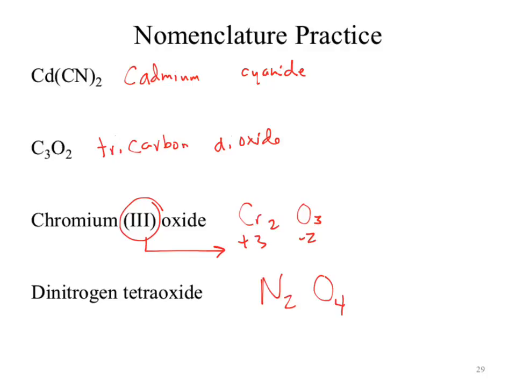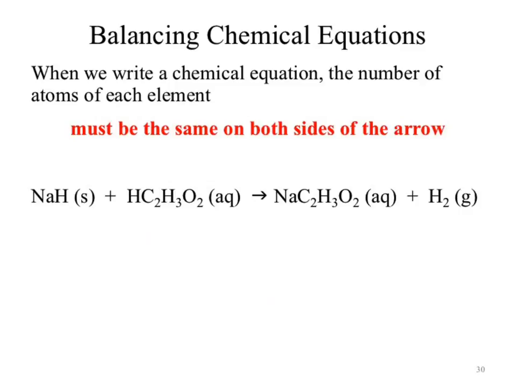There's a very steep learning curve on nomenclature. You have to do a lot, but once you've done that a lot, it's easy. Okay? Make sense? Ish. Good enough. So, balancing chemical equations.